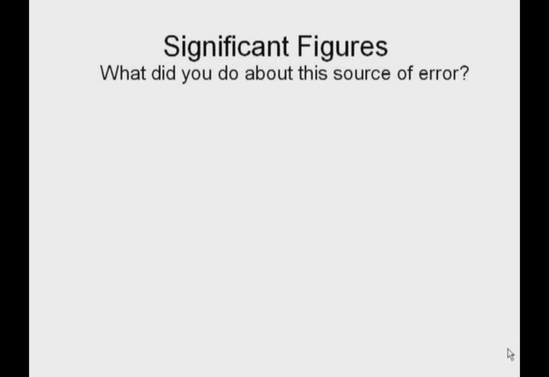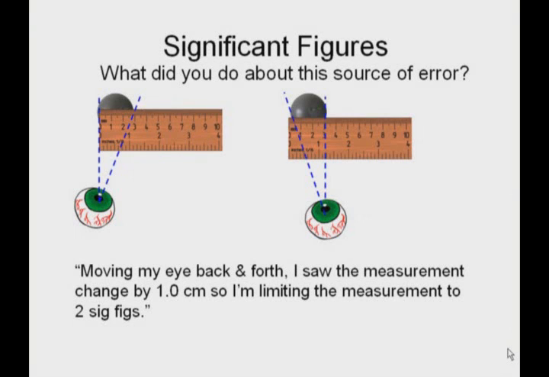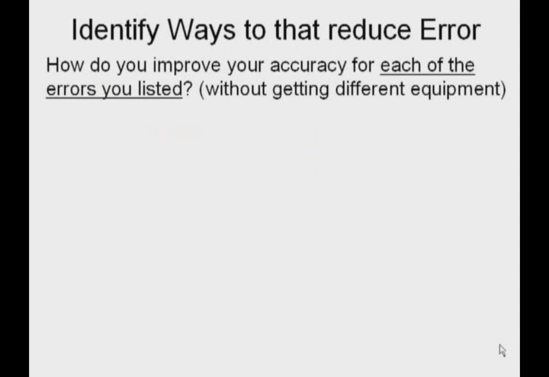Significant figures is what you do about your sources of error. One way of figuring out your significant figures, if you move your eye back and forth, if I line this side up so I'm looking straight on, then this side's off. If I'm looking straight on this side, then this side's off. So I'm going to move my eye back and forth. Notice how it changes, and that is where I'm going to choose my limiting measurements, 2 significant digits, by the way it changes.